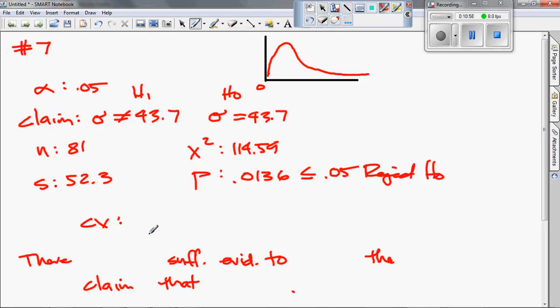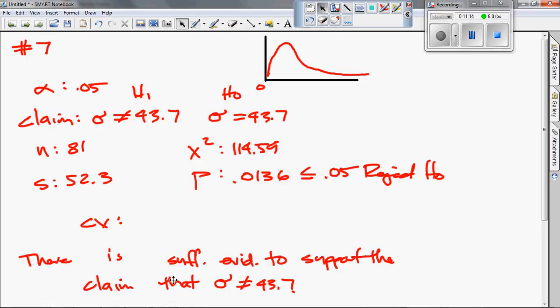So we can write our formal conclusion. There is sufficient evidence to. Our initial claim is the alternative hypothesis, so we write support. The claim that, restate the original claim. Sigma is different than 43.7.